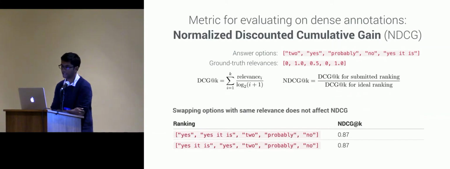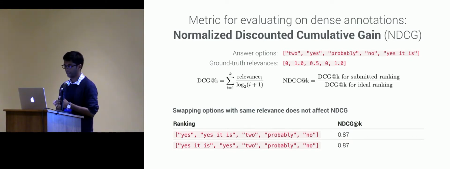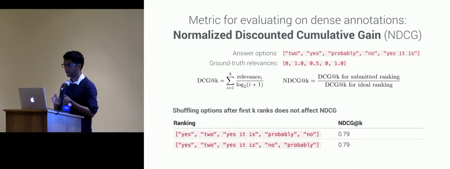A few salient points of how this metric works with these dense annotations: the first and key point is that this takes into account multiple ways of answering a question, which is desirable. Next, swapping options with the same relevance score does not affect the NDCG. And finally, after the first K ranks, shuffling the ranking of options does not make a difference to the NDCG score. What that means is that we only care about the candidate answers that have non-zero relevance scores in the annotations.